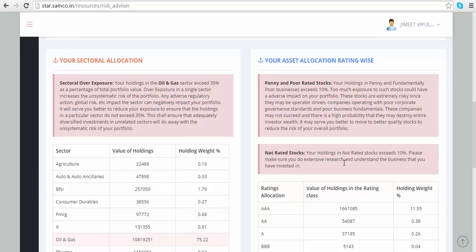Thank you for your time for viewing this short video tutorial on the Samco Risk Advisor, which will help you understand the risks of your portfolio, whether they may be concentration, over diversification, investment in penny or poor rated stocks, sectoral overexposure, or single stock overexposure, or investment in unresearched or not rated stocks.